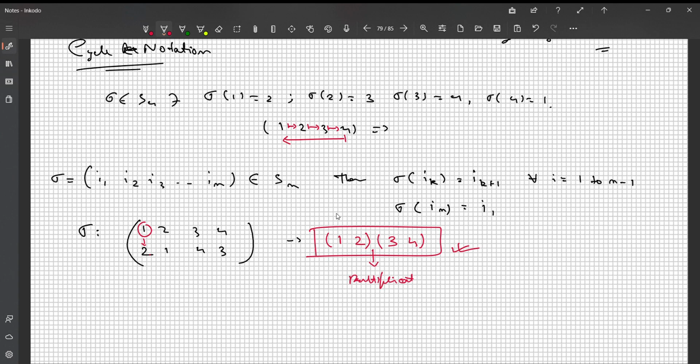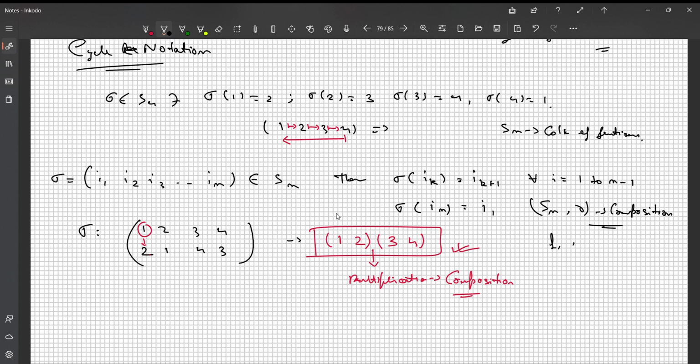Now, this seems like a multiplication, but basically this is a composition. This is a composition because see, Sn is a collection of functions, right? It's a collection of functions. We say that Sn forms a group under composition.